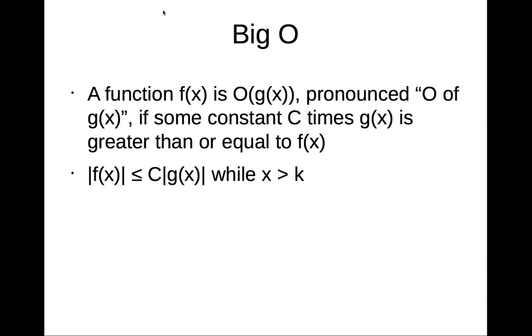So the first one we've got is Big O. A function f of x is Big O of g of x if some constant c times g of x is greater than or equal to f of x. That means the absolute value of f of x will always be less than or equal to this constant times the absolute value of g of x, for all x greater than k. So Big O is kind of like an upper bound of a function.